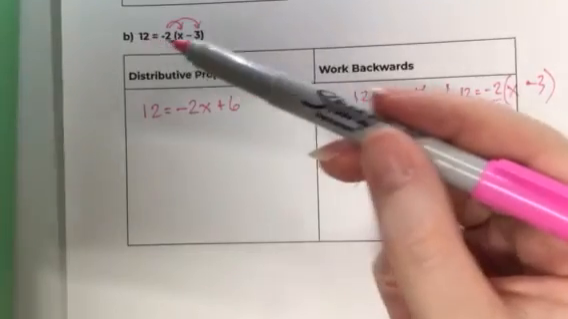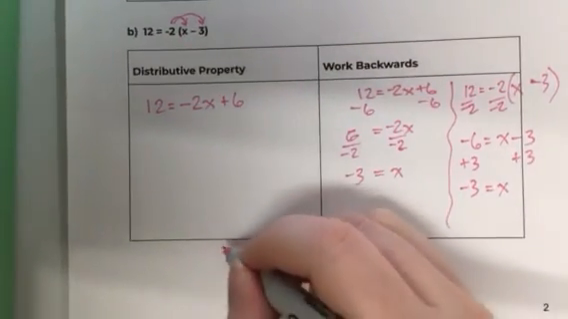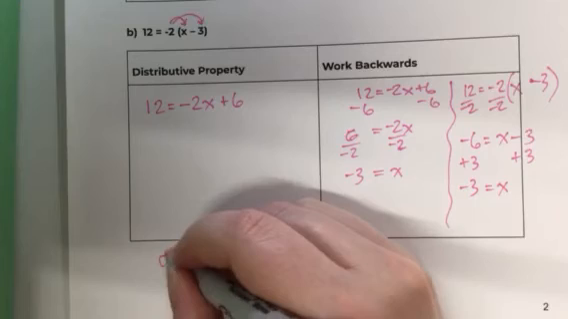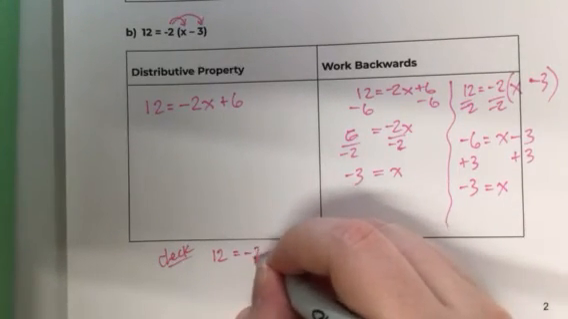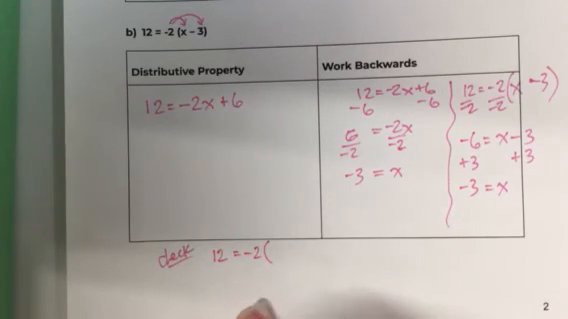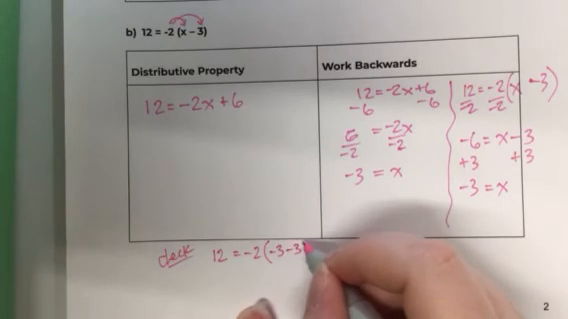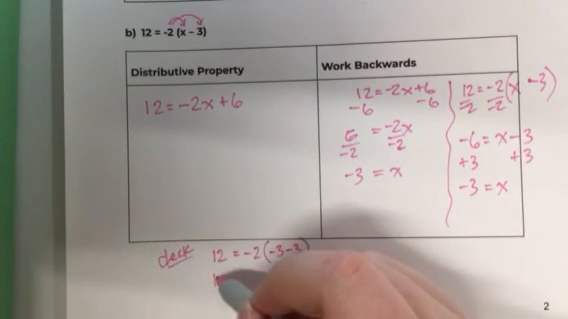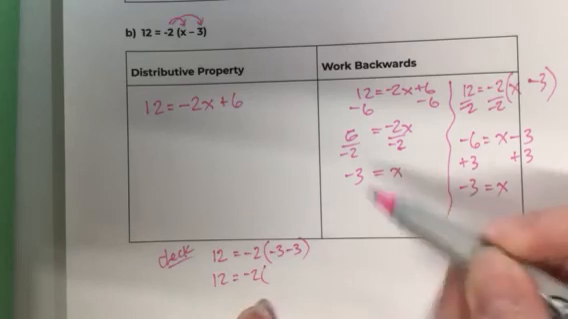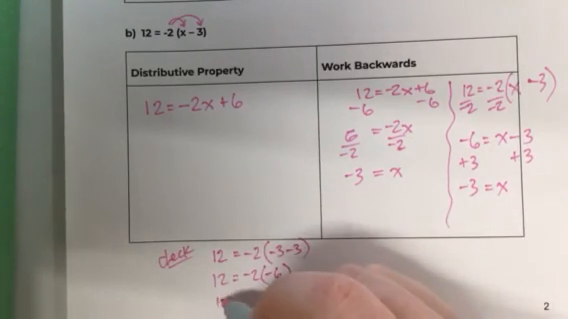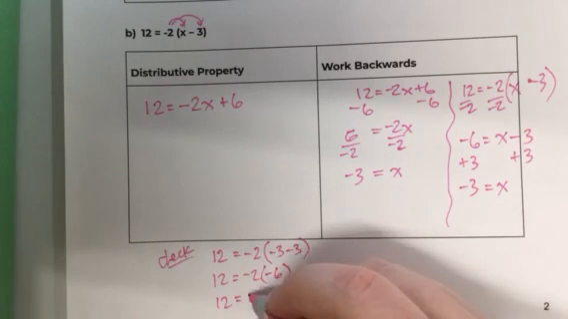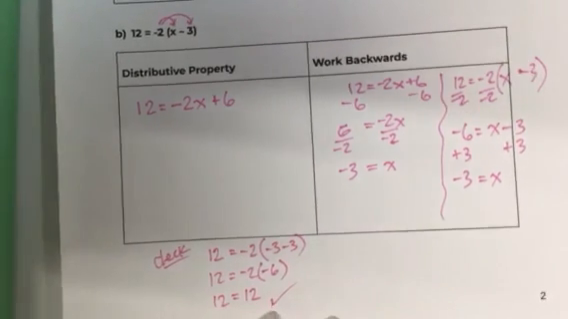To check your work, you would put it back into this original. I'm just going to write check. We would have 12 equals negative 2 times negative 3 minus 3. So negative 3 minus 3 is negative 6, and a negative times a negative is a positive 12. So this is verified.